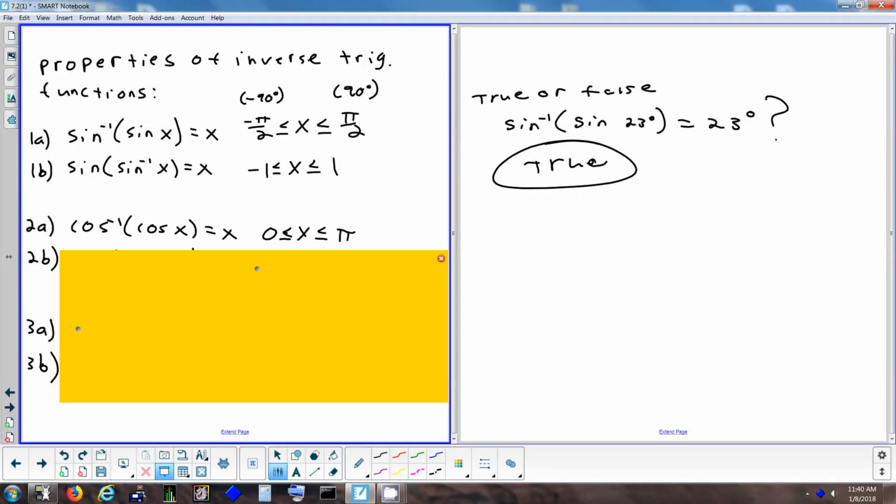And the next one is going to be when the inverse is on the inside. That one's going to have to do with the domain. What is the domain of inverse cosine?